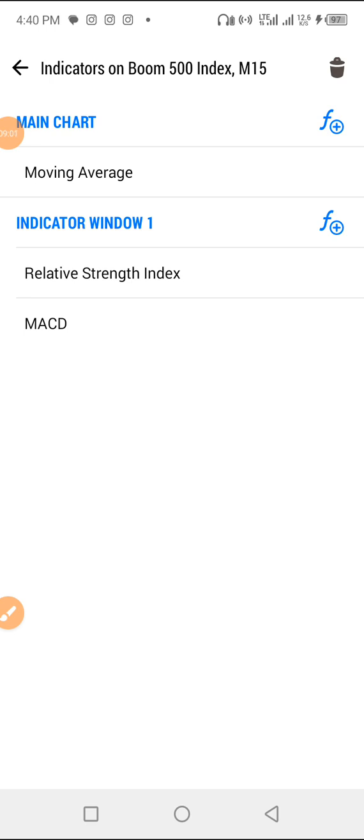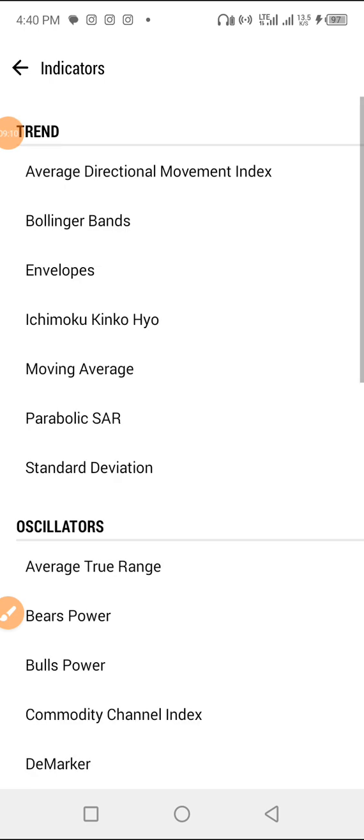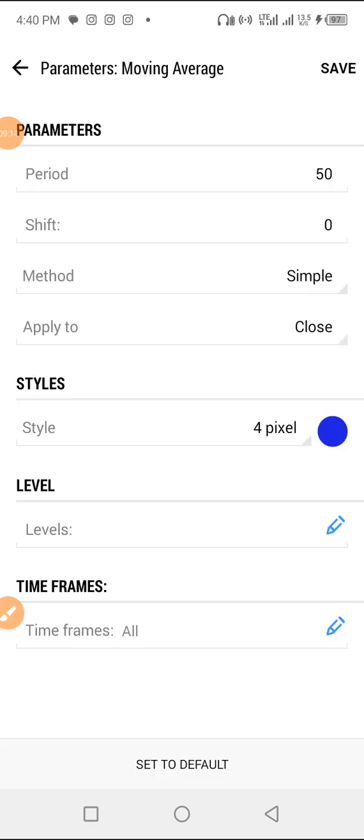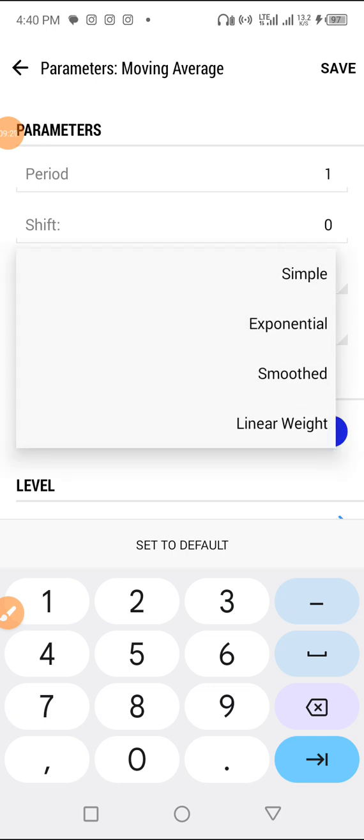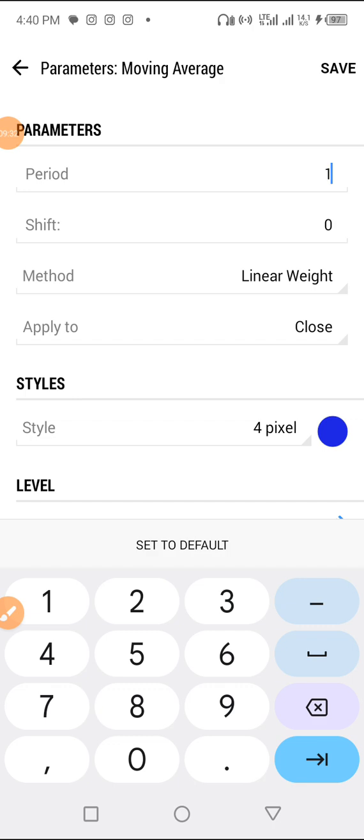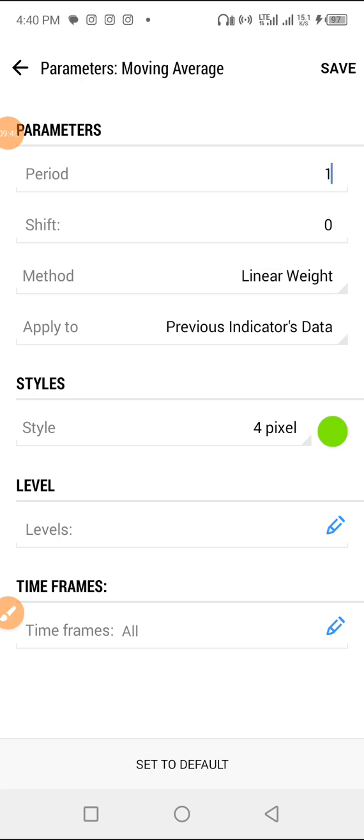So the last indicator we are going to add on the window 1 is the moving average. So you click on the F plus on the window 1. Now add the moving average with a period of 1. So change that 50 to 1. Your shift should be 0. Method should be linear weighted. Apply to previous indicator data. Then the color should be any color of your choice. I'm going to use green. Then you click on save.